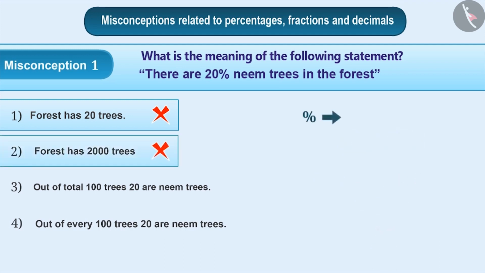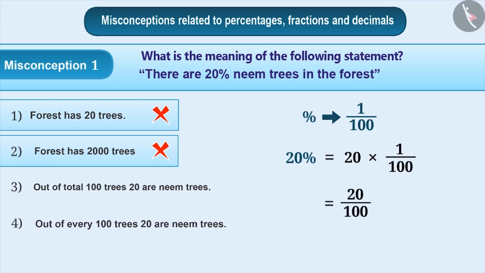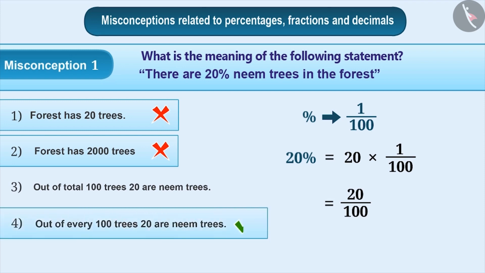Since the meaning of percent sign is 1 by 100, therefore, 20% is equal to 20 into 1 by 100, which is equal to 20 by 100. That means, in the forest, out of the total number of trees, 20 by 100 part is of neem trees. That means, out of every 100 trees, 20 are neem trees. With this understanding, the correct answer is given as option 4.